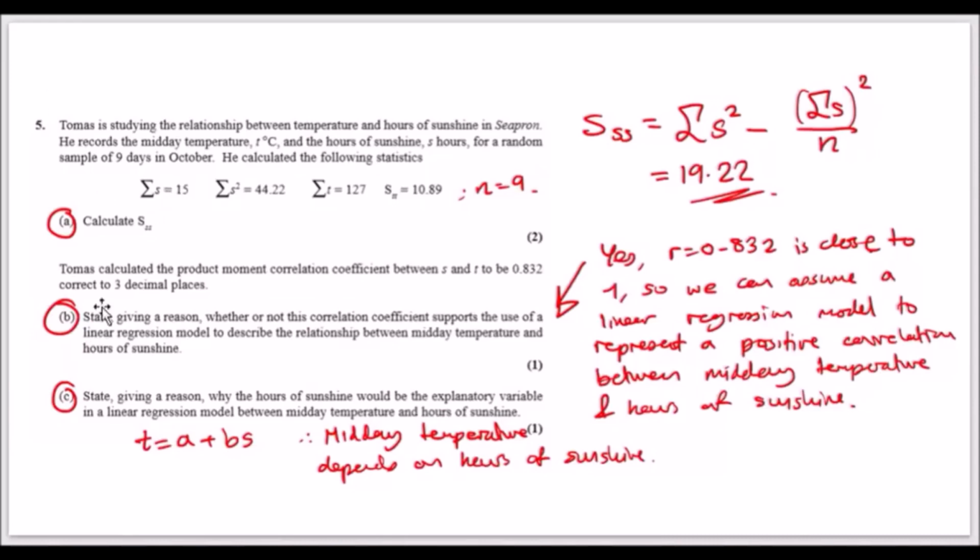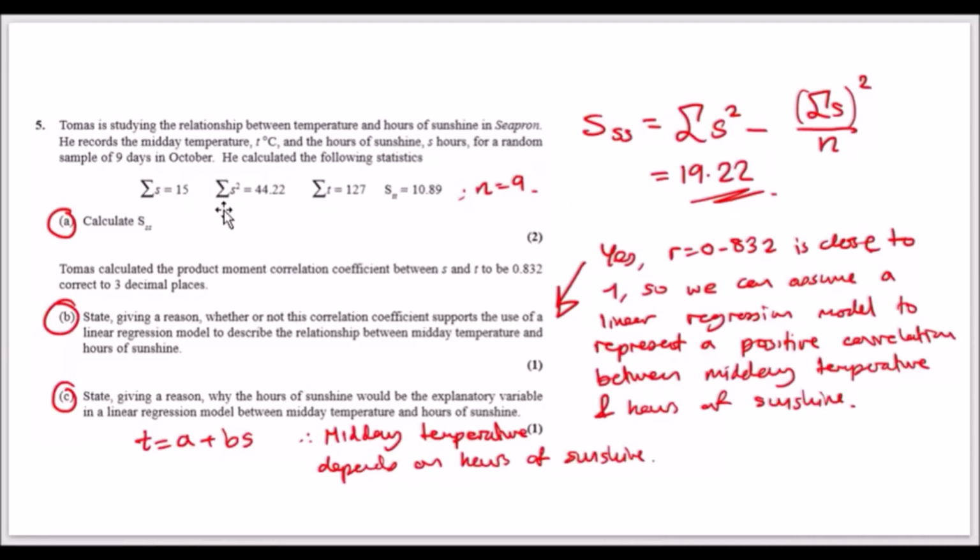So Thomas is studying the relationship between temperature and hours of sunshine in Cyprus. He records the midday temperature T Celsius degrees and the hours of sunshine S for a random sample of 9 days. So n is 9, yeah? He calculated the following statistics.